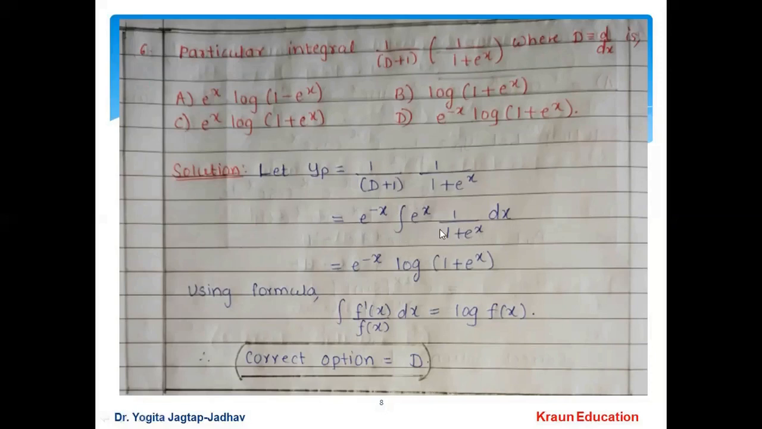Now see here, when I take the derivative of the denominator, the derivative of 1 plus e raised to x is equal to e raised to x. Therefore, by using the formula integration of f dash of x upon f of x dx equals log of f of x, we can simply write the integration of this term as log of 1 plus e raised to x, that is, log of the denominator. Therefore, when I compare it with the given options, the fourth option, D, is the correct option.